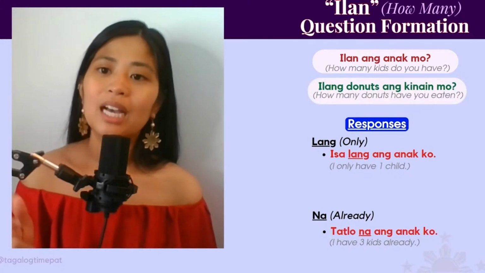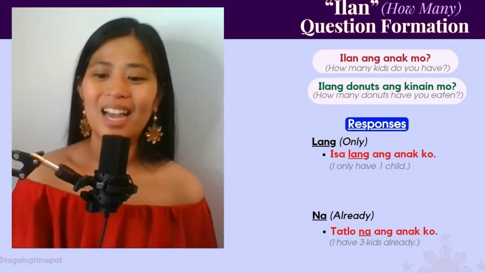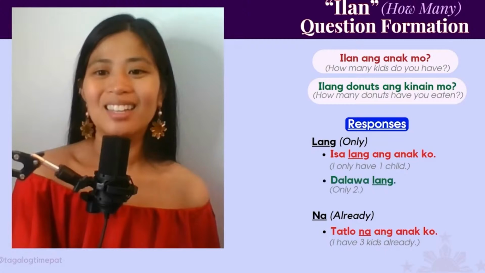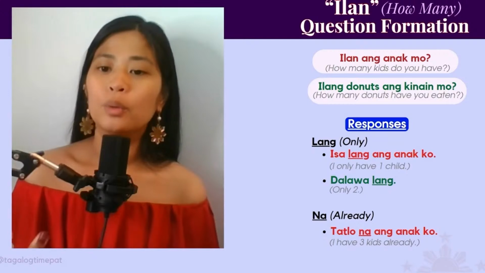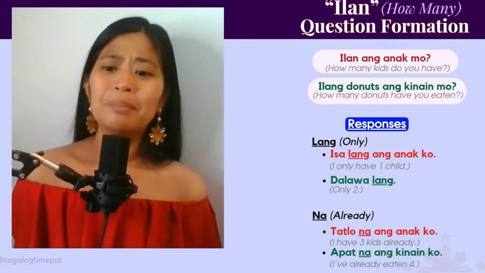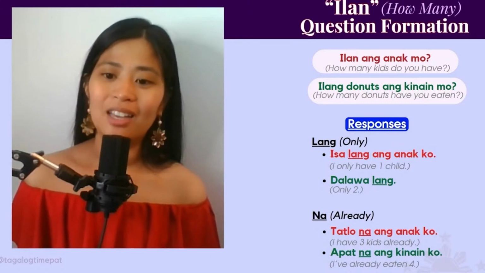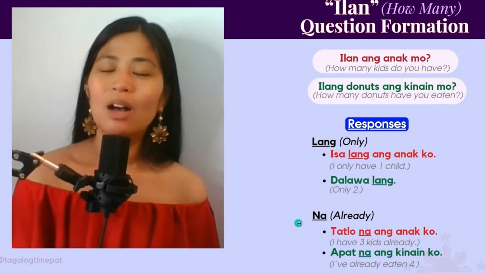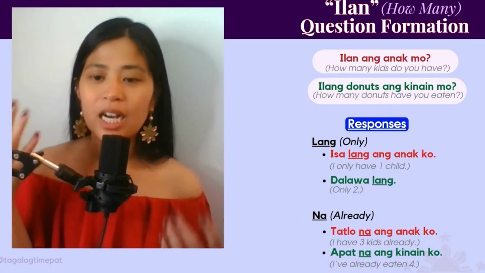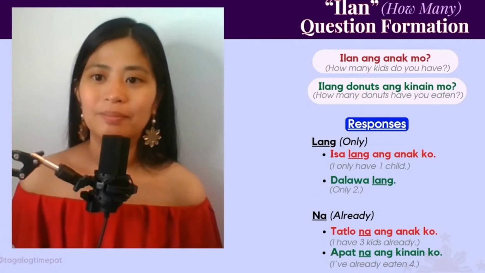Or another example, ilang donuts ang kinain mo? How many donuts have you eaten? Ilang donuts ang kinain mo? Or how many donuts did you eat? So, you could say, dalawa lang, only 2. Or, apat na ang kinain ko. I already ate 4. I've already eaten 4. Apat na ang kinain ko. So these 2 words kind of show almost like an emphasis, or they just give you an idea of how much or little something is. Only and already. Okay?